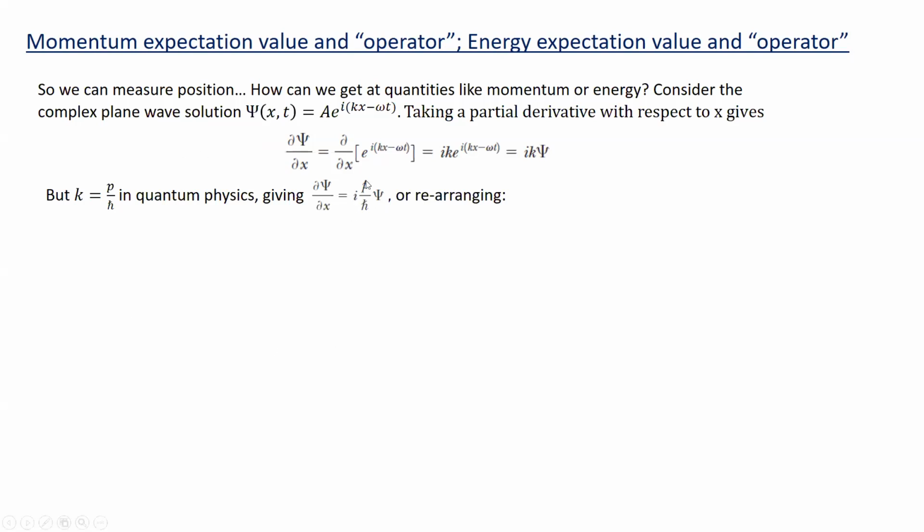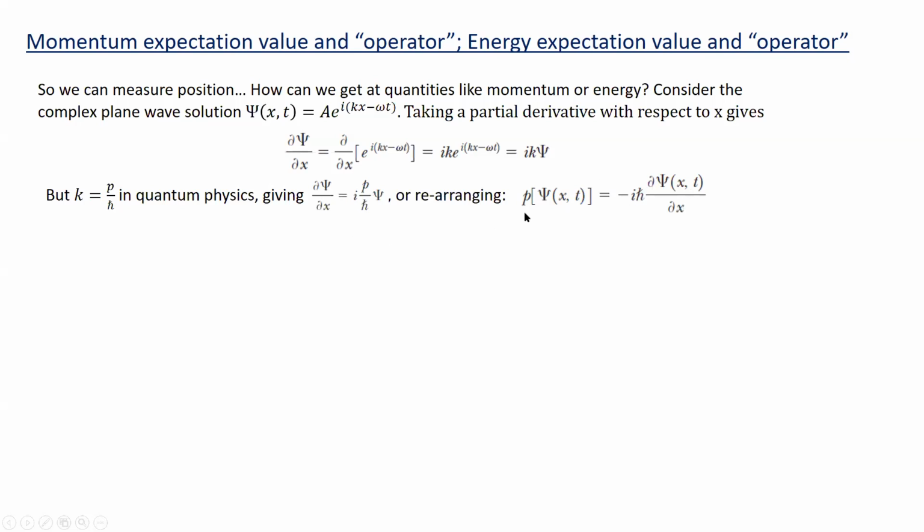Or if we rearrange this, bringing up h here and dividing by i, and recognizing that 1 over i is actually equal to minus i. You can check that if you want. But 1 over i is equal to minus i. We get the right-hand side becomes then p times psi. So p times psi is equal to, bringing up the h bar, minus i h bar d psi dx.